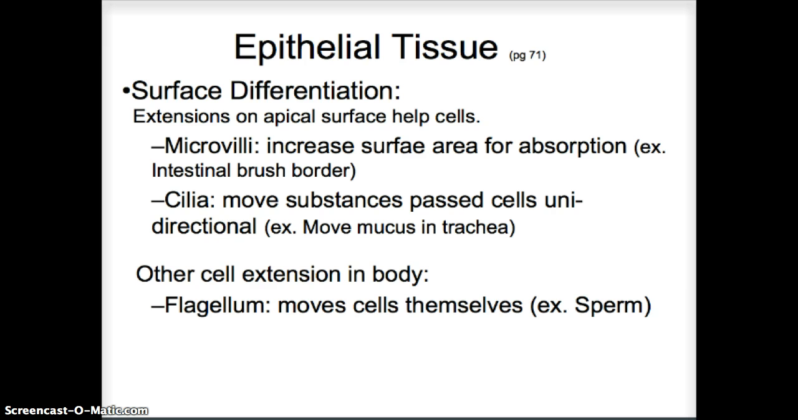And then we also have surface differentiations. We look at things on top of the surface of these epithelial cells. Since they're attached to a basement membrane, they also then have a top surface, and we call that the apical surface. And we have mainly two extension types. We have villi and microvilli. I indicate here microvilli. What they do is they increase the surface area, and that is great for absorption.